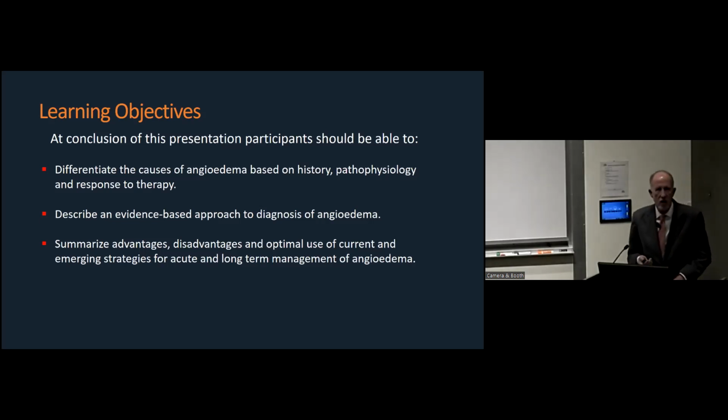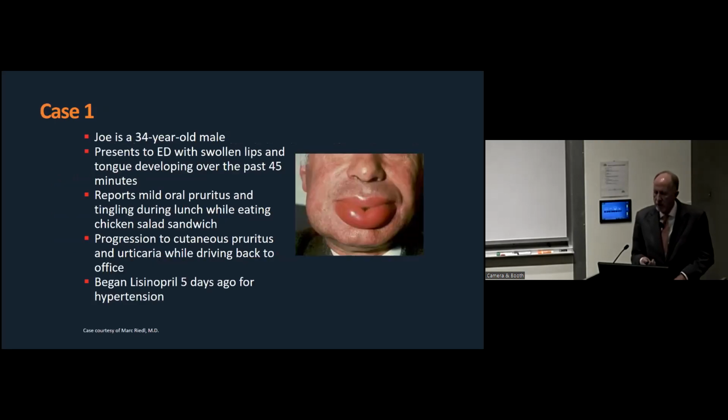So to start this off, I'm going to give you just a couple of cases. This is grand rounds, so we'll do that. Joe is a 34-year-old male. This is a patient of a good friend of mine, a colleague who was a household professor here in Barnes, Mark Lydell, who now has a hereditary angioedema center in La Jolla.